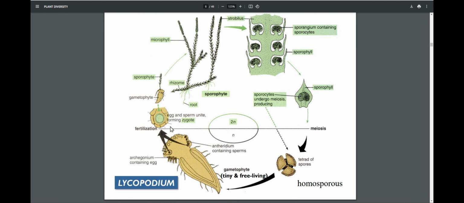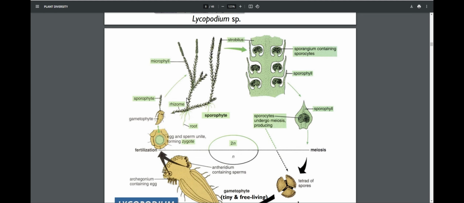Right, so the life cycle: the egg and sperm fuse to form the zygote, and then the sporophyte grows out of the gametophyte, and forms the adult plant with roots. This is the rhizome, the horizontal stem, sorry. Then you have the leaves, the microphylls, and the strobilus. The sporangium contains the sporocytes, which are the mother cells of the spores. These are the cells that carry out meiosis later to form the spores.